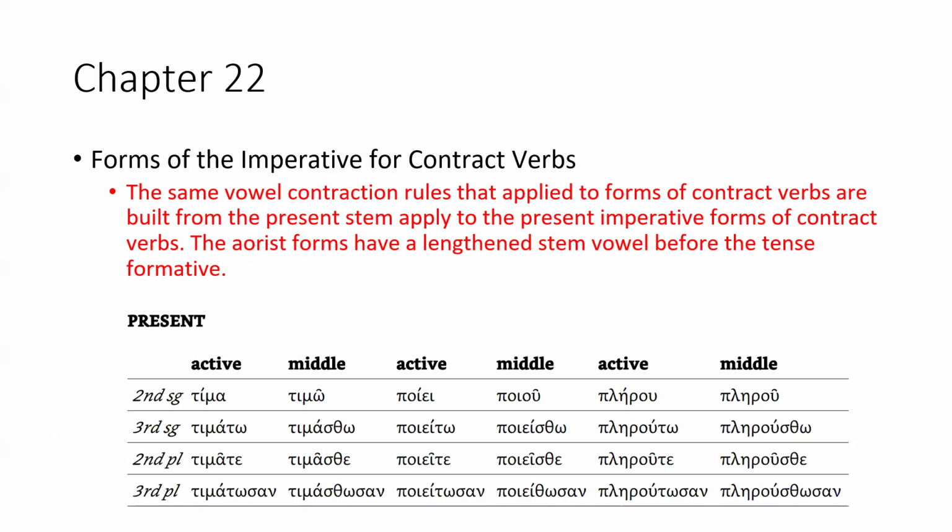So for the present second singular, active, tima, timo for middle, ploye for active, ployu for middle, plaru for active, plaru for middle. For third singular, timato for active, timasto for middle, ployeto for active, ployesto for middle, plaruto for active, plarusto for middle. You can pause the video and look through the plural forms on your own.